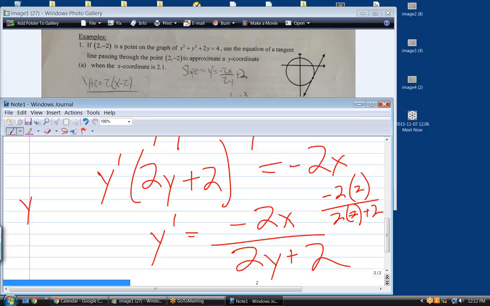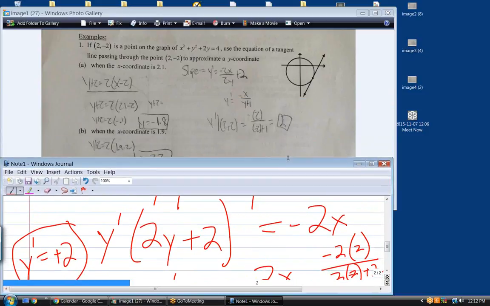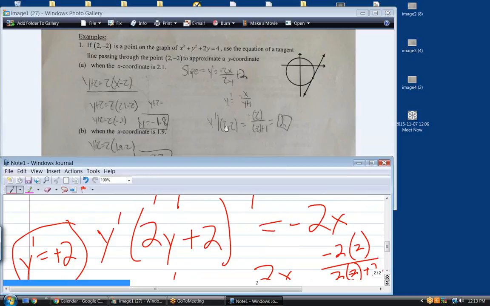So y prime, what's that? Minus 4 over minus 2, would that be positive? Yeah. Okay. That's what you got. Okay. Is that, did I do something? Minus 4 over minus 4 plus 2, which is minus 2. Yeah, that's a positive 2. Okay. So that's what she got for y prime at this point.